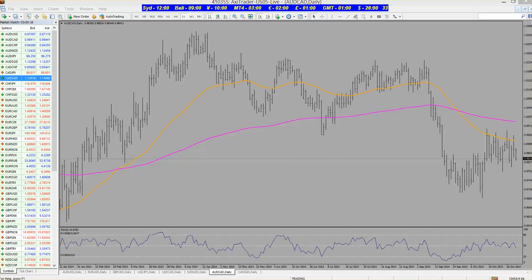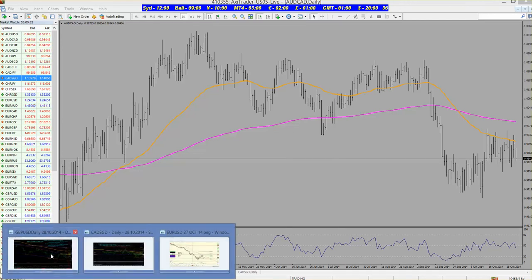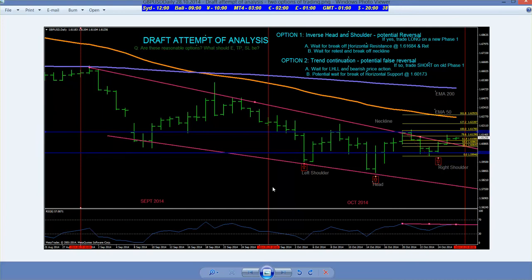Okay, just a couple more to go through. Pound US. I haven't placed any order on this currency pair. This came in on Tuesday night. Haven't placed any order because of the FOMC, looking to maximize the potential. Okay, left shoulder, head, right shoulder, and it's come back down to test the head. This head and shoulder pattern is now looking decidedly over.